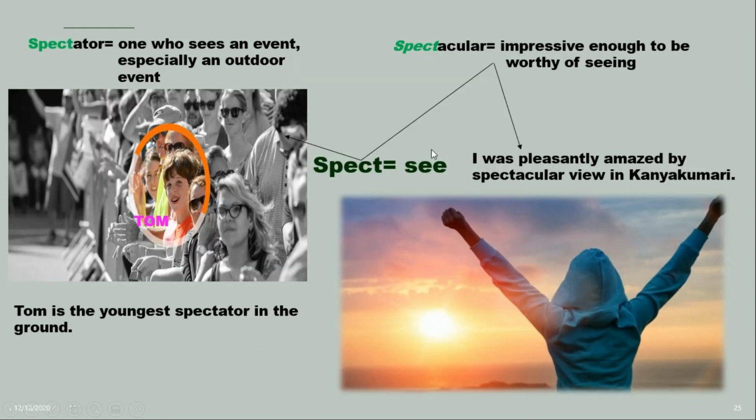Next, look at the root word spect, which means see. Spectator, one who sees an event, especially an outdoor event. For example, Tom is the youngest spectator in the ground. Next, look at the word spectacular, impressive enough to be worthy of seeing. Example, I was pleasantly amazed by the spectacular view in Kanyakumari.